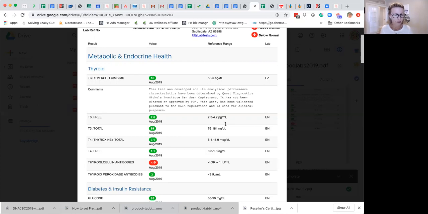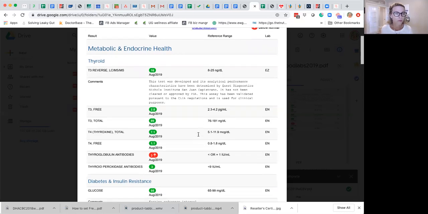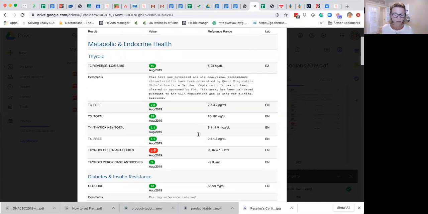My TSH, I didn't mention TSH earlier. Where's my TSH? When I printed this or pulled it up, it pulled up a little weird. I don't know where my TSH is. It should be in here. We'll look at my old lab to see my other TSH. One thing that I did not like on this was my free T3. It's at 2.8. I'd like to see it at least at 3, but I'm going to feel better at 3.2 or higher.